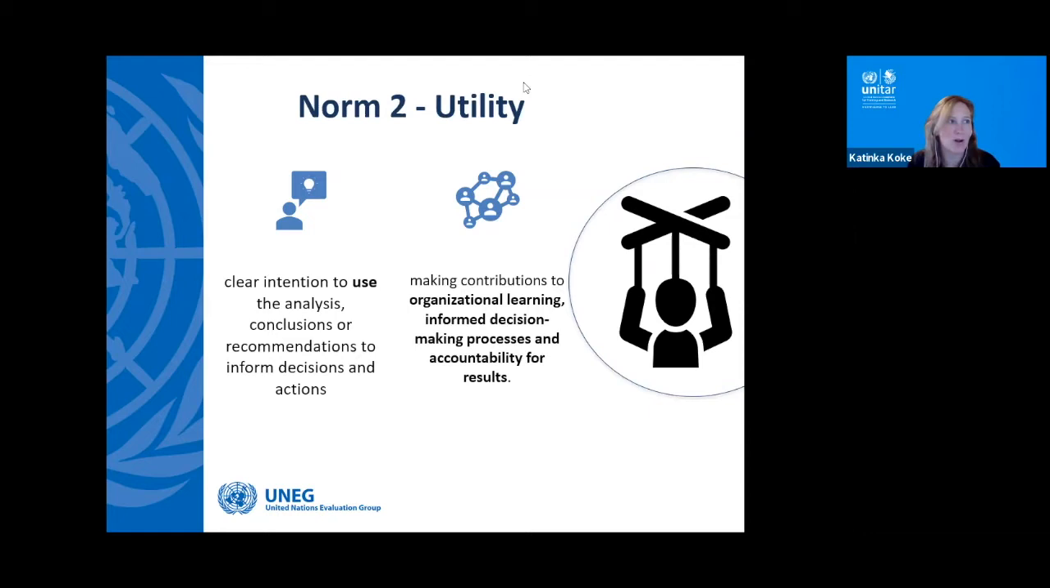So the first norm is about utility. It's norm 2. Just to remind ourselves, what is utility about? We should all have a clear intention to actually use the analysis, conclusions and recommendations to inform decisions and actions, and to make contributions to organizational learning, informed decision-making processes, and accountability for results.